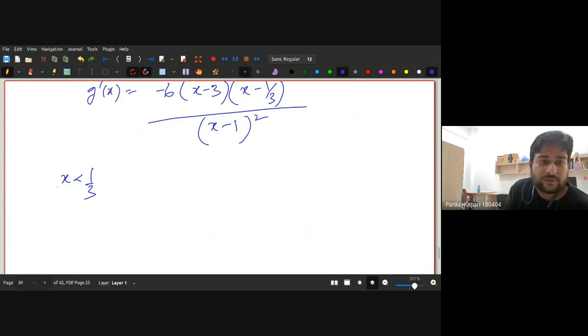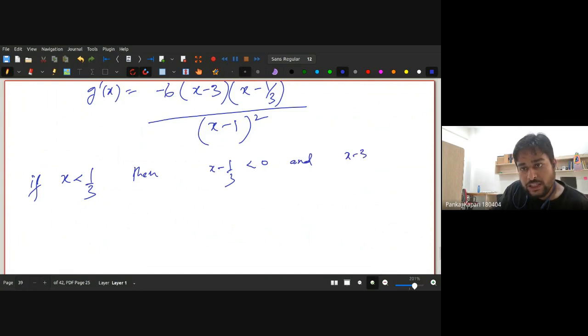Okay, so if x is less than 1/3, then you can see that x minus 1/3 is less than 0, and also x minus 3 is also less than 0, right? Because x is smaller than 1/3.